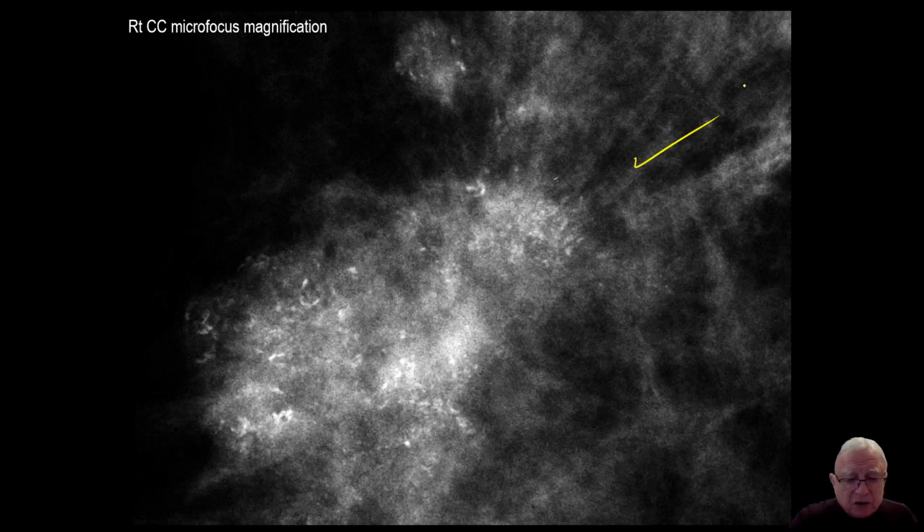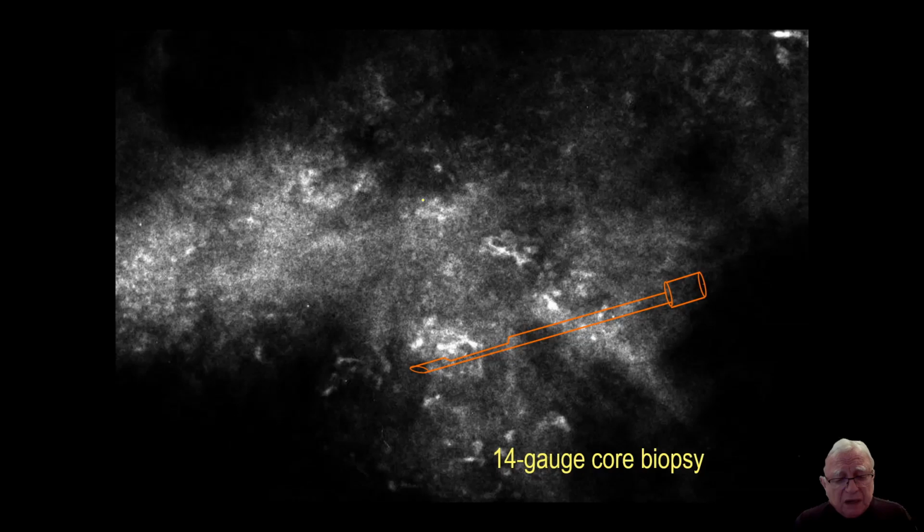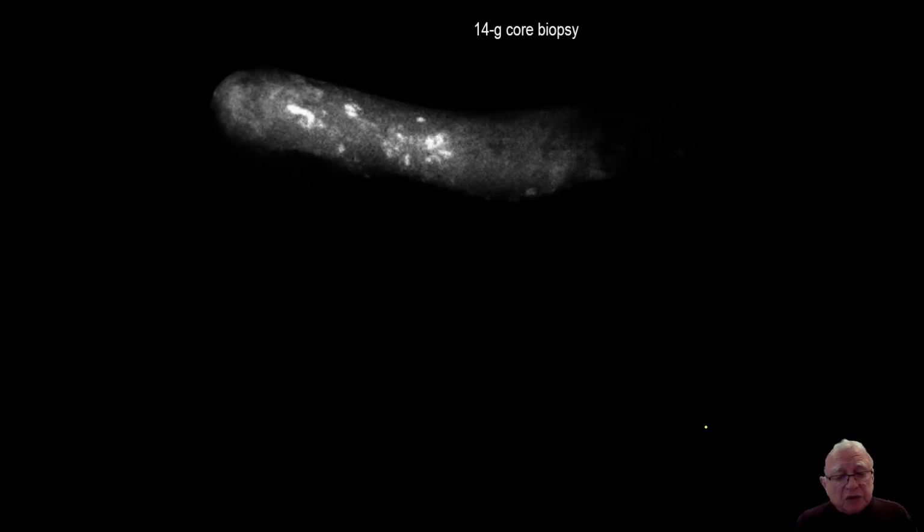Because of the architectural distortion, because of the ductal type calcifications, you have to think about malignancy, but you have to prove it. 14-gauge core biopsy, you don't need stereo, you don't need ultrasound guidance. You have a huge palpable thickening. Take a few samples and the pathologist calls you.